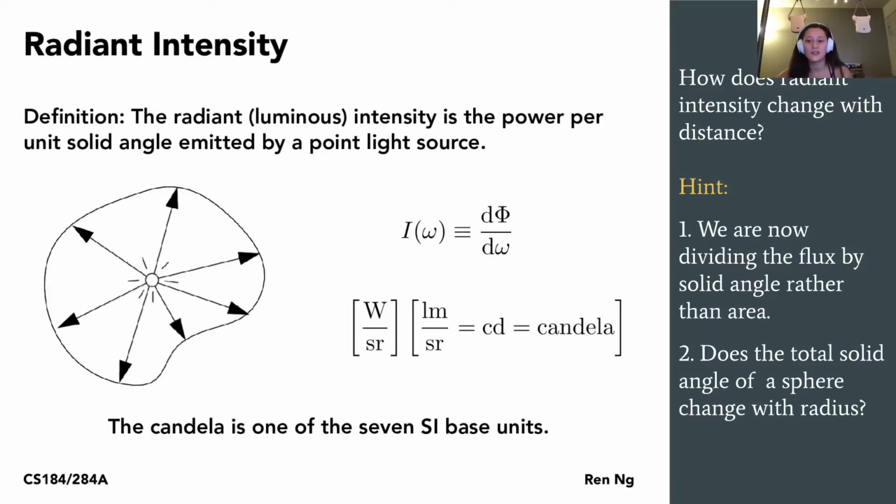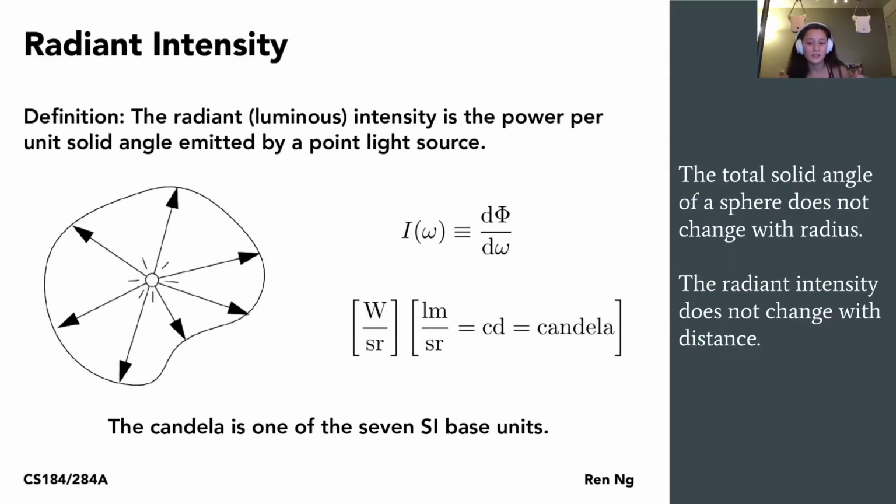There are two hints here. One is we are now dividing the flux by solid angle rather than area. So that's one difference. And number two is, does the total solid angle of a sphere change with radius? So let's think about that.